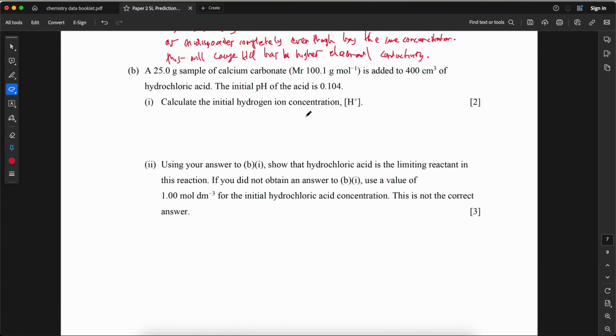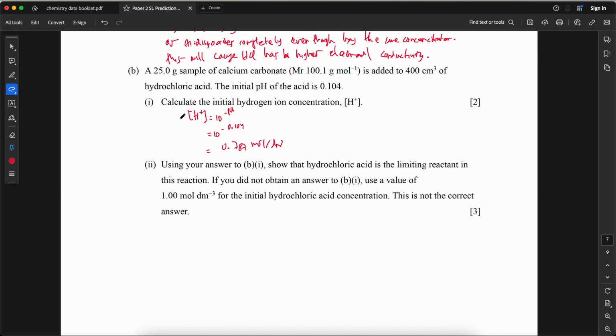A 25-gram sample of calcium carbonate is added to 400 centimeter cube of HCl. The initial pH of the acid is 0.104. Calculate the concentration of H plus. So H plus equals 10 to the power negative pH, which is 10 to the power negative 0.104. So that would be 0.787 mole per decimeter cube.